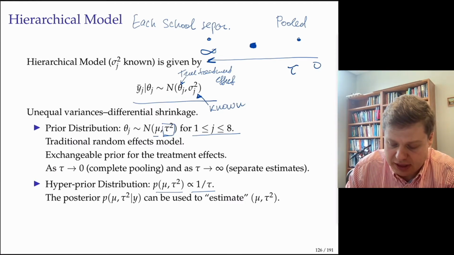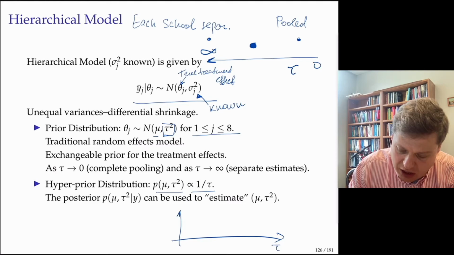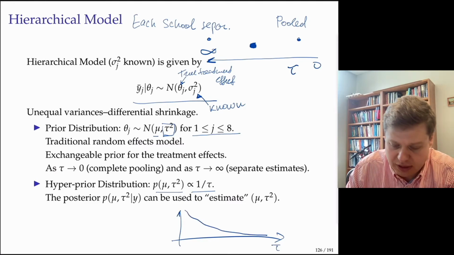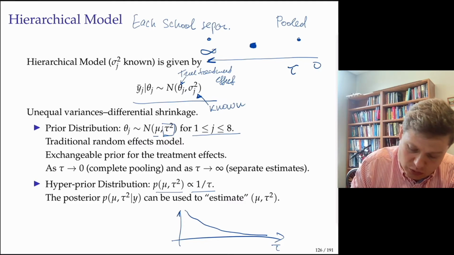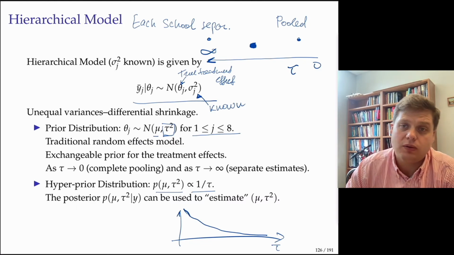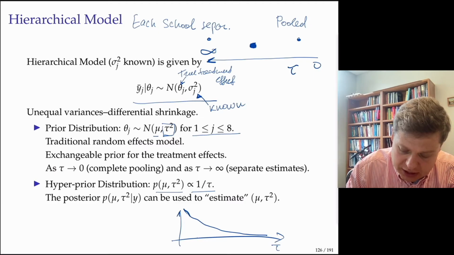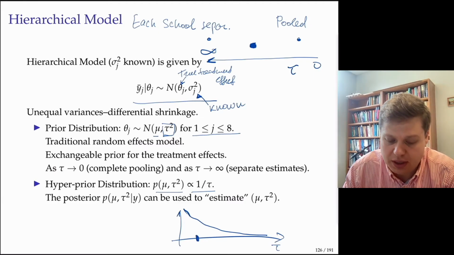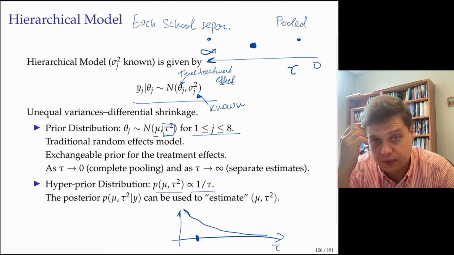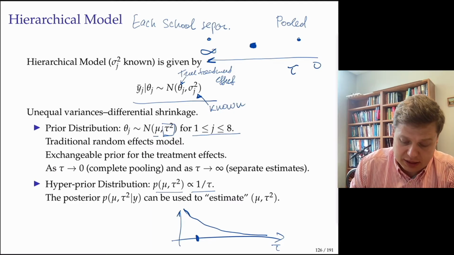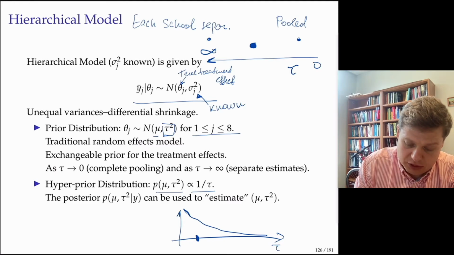Which basically tells us the larger the value of tau, the more likely you are to see this tau. So you put more weight on the pooling rather than on completely separate estimation. And then your Bayesian analysis should actually show you where you should be on this scale, between pooling and each school estimated separately, okay? And so now it's not your typical normal model, because we have a distribution on the hyperparameters.